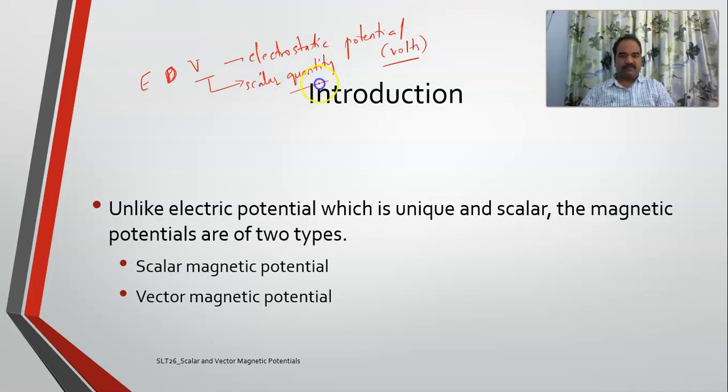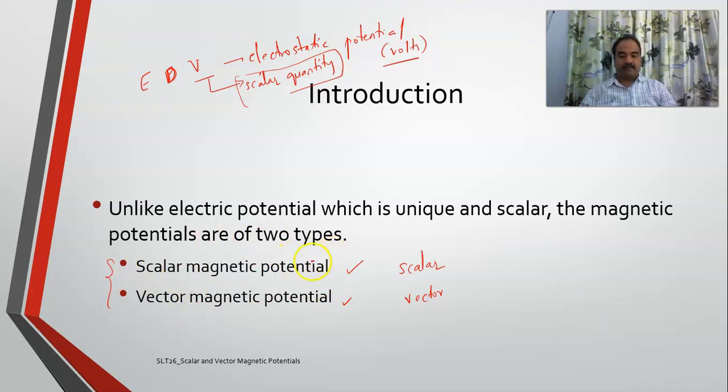But in magnetic fields, we have two different types of potentials. One is the scalar magnetic potential, which is a scalar quantity, and the other is the vector magnetic potential. We should compute two magnetic potentials, but in two different cases. At any point of time, only one will exist. Sometimes we need to calculate scalar magnetic potential, and sometimes vector magnetic potential. That we will calculate today.